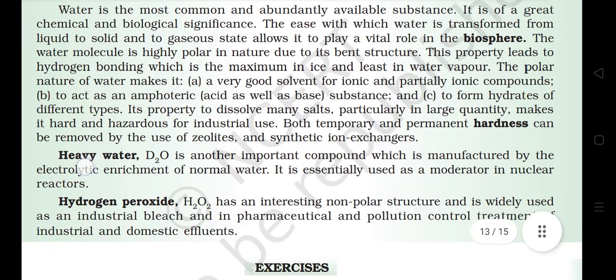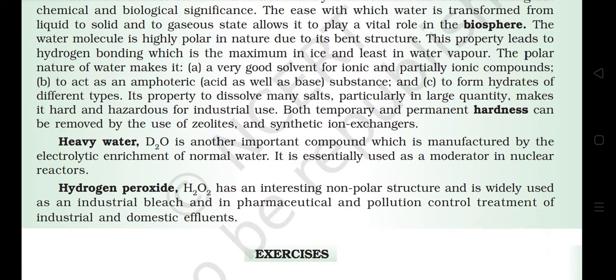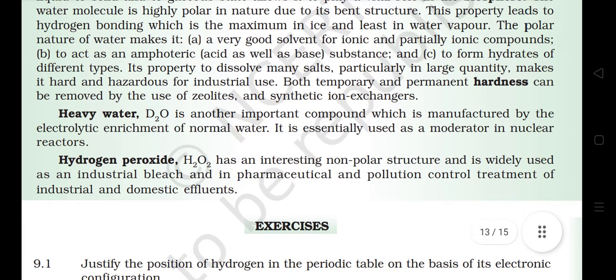The polar nature of water makes it a very good solvent for ionic and partially ionic compounds, (b) to act as an amphoteric substance, both acid as well as base, and (c) to form hydrates of different types. Its property to dissolve many salts, particularly in large quantity, makes it hard and hazardous for industrial use. Both temporary and permanent hardness can be removed by the use of zeolites and synthetic ion exchangers.